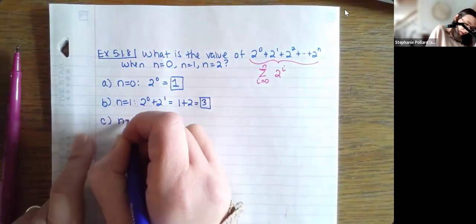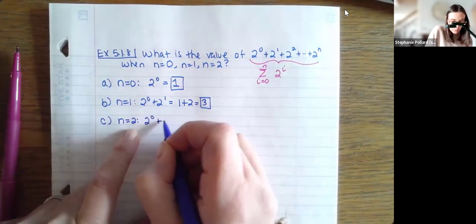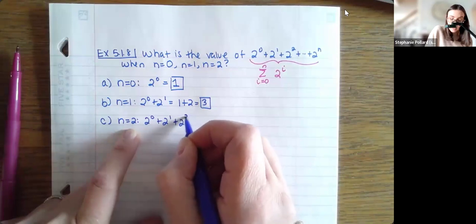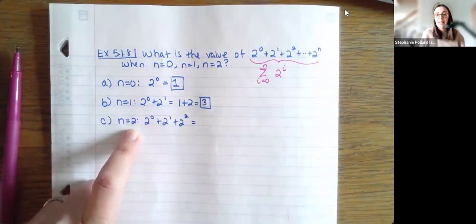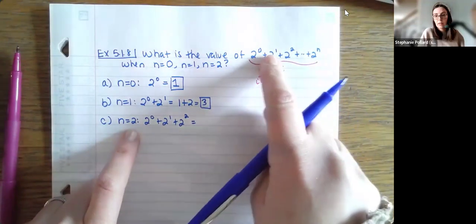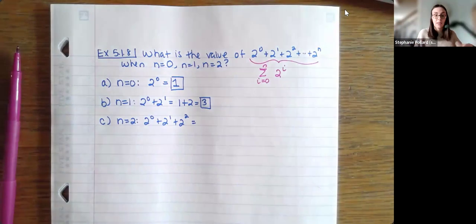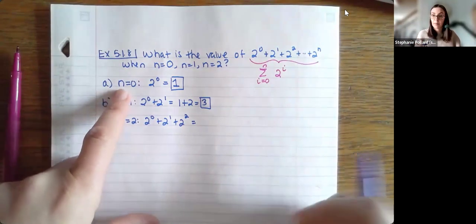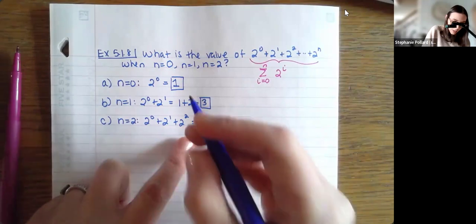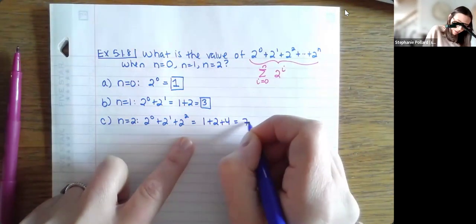And then when n is equal to 2, I would do 2 to the 0 plus 2 to the 1, and then I'm going to stop at 2 to the 2. Right, to the second power. So I only go as high as the n says. Just because there's lots of different dots here does not mean there has to be infinitely many terms. It's just whatever we decide our maximum is going to be. So here I have 1 plus 2 plus 4, which is 7.